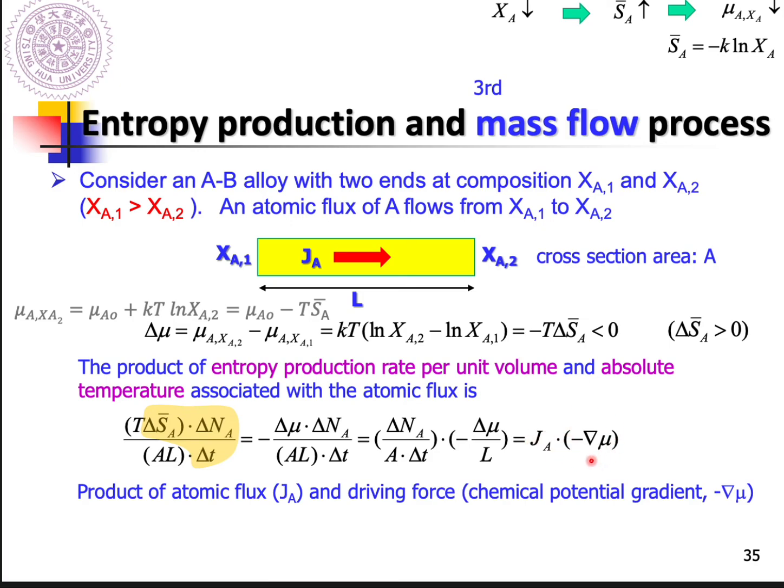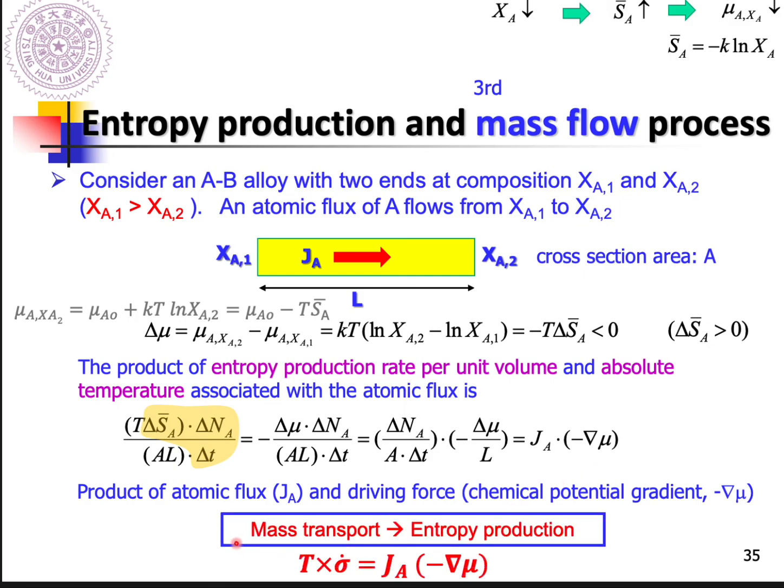So for mass transport or diffusion in solid materials, the flux is the atomic flux, how many atoms flow through a unit area per unit time, and the driving force can be expressed as minus the chemical potential gradient. So mass transport also results in entropy production. We successfully confirm that the equation we derived can be used in the mass flow process.